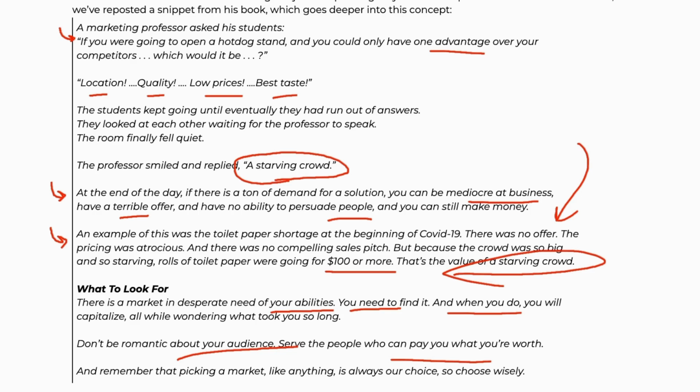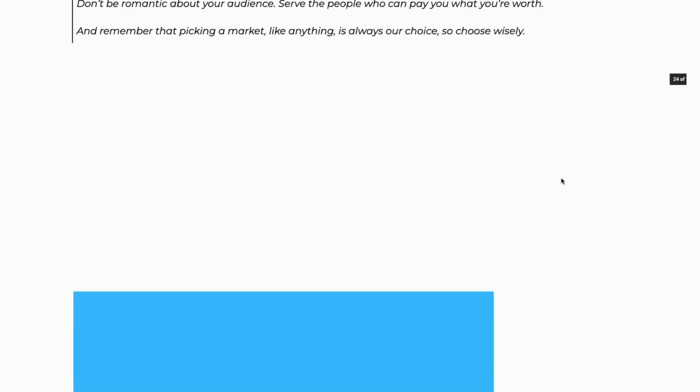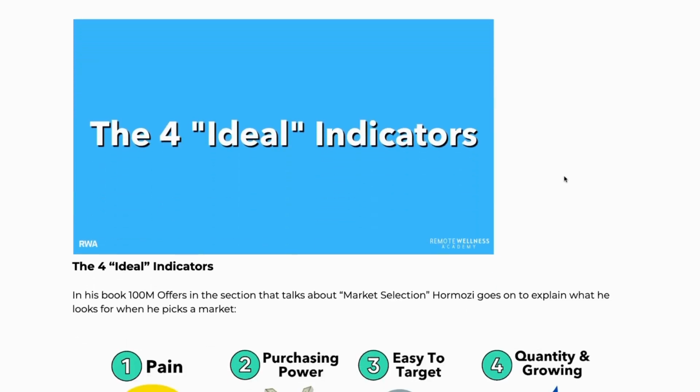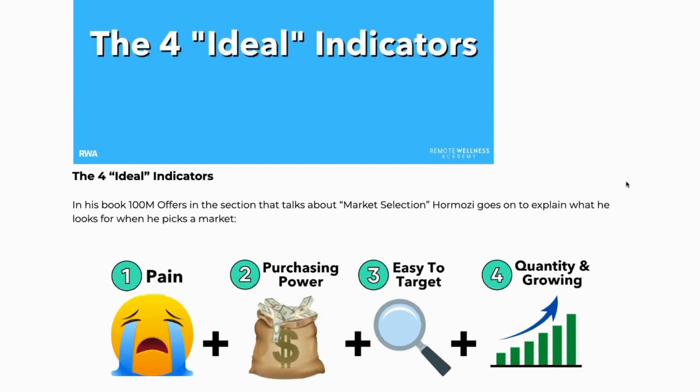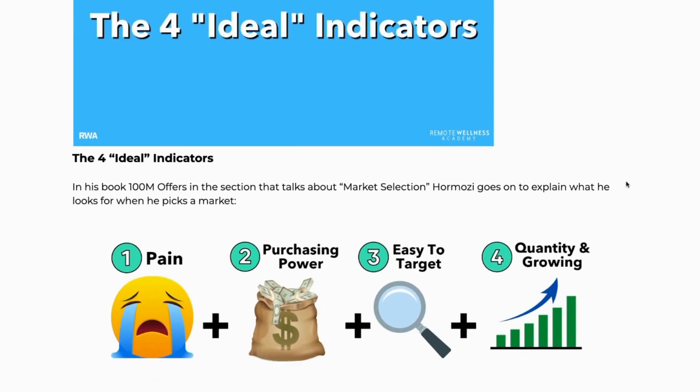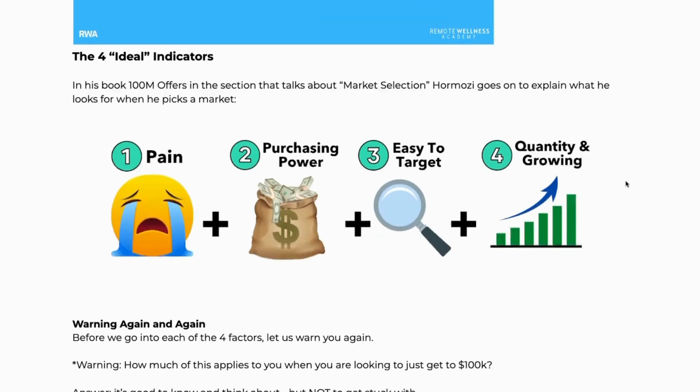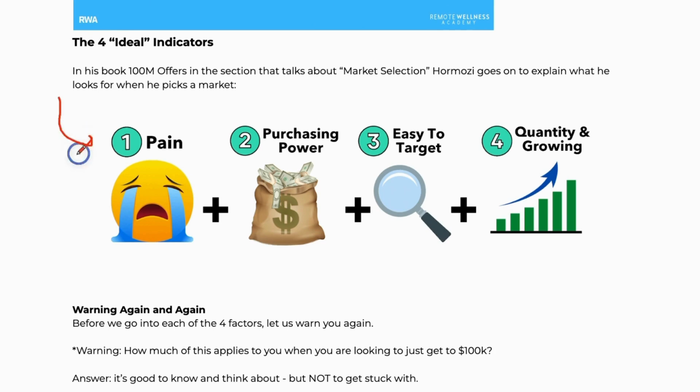Okay, now, what else when it comes to picking a market? What I want to talk to you next about is the four ideal indicators that are very good barometer metrics, goalposts or benchmarks, for picking a market. This is again coming from $100 Million Offers. Hormozi does an awesome job when he talks about this, and we've gone ahead and recreated that framework in our own language here. Basically, in an ideal world, you would have four primary indicators. Number one is massive pain. Number two is purchasing power. Number three is easy to target. And number four is quantity of the population, as well as growing, okay?